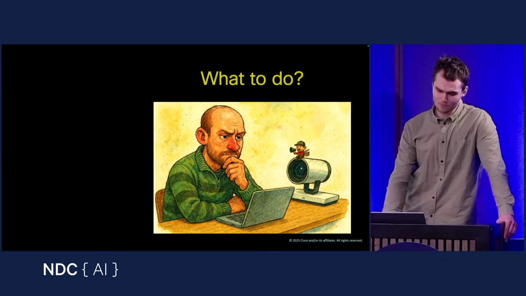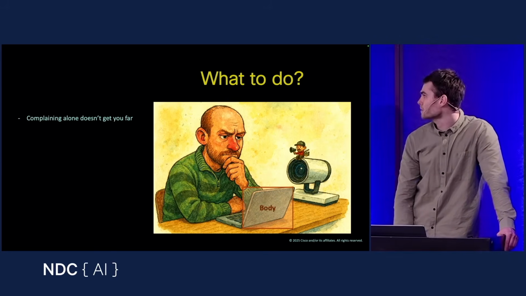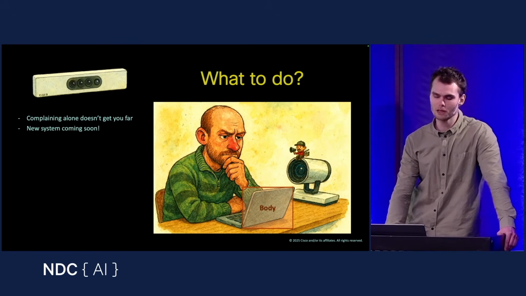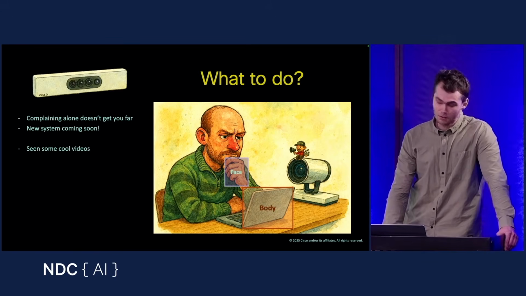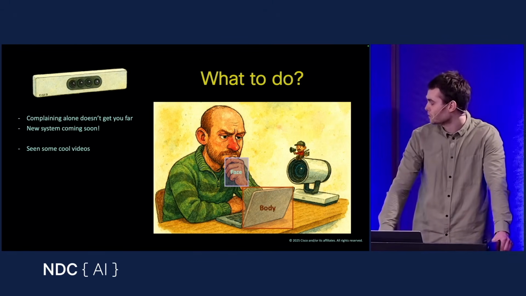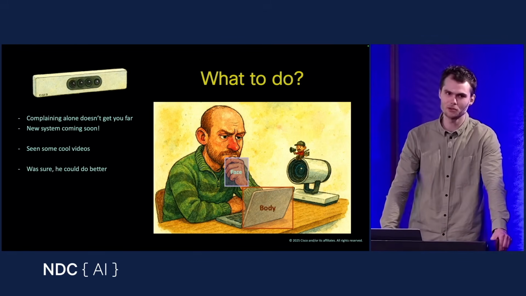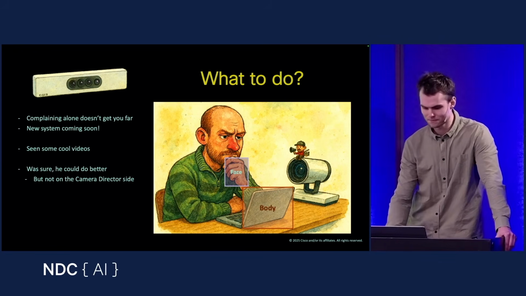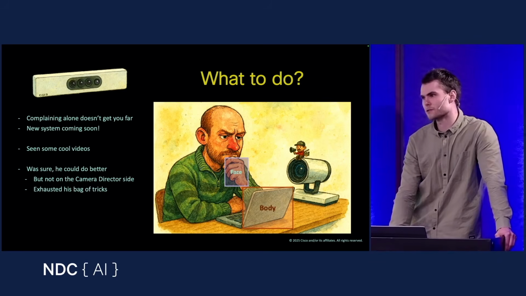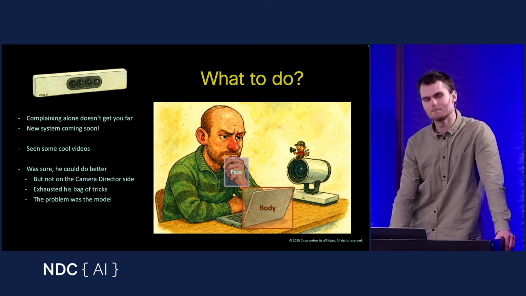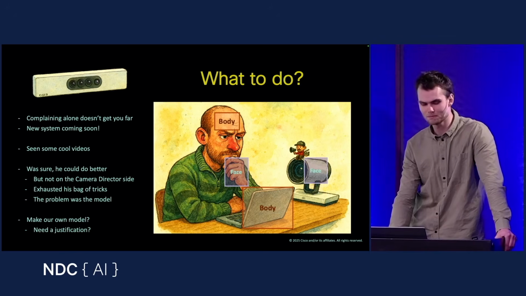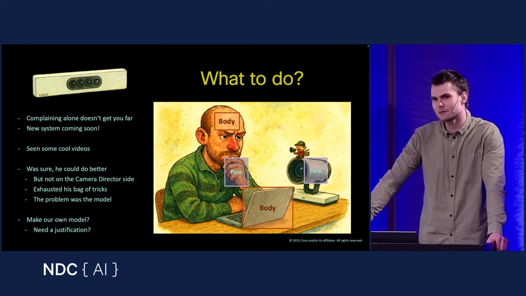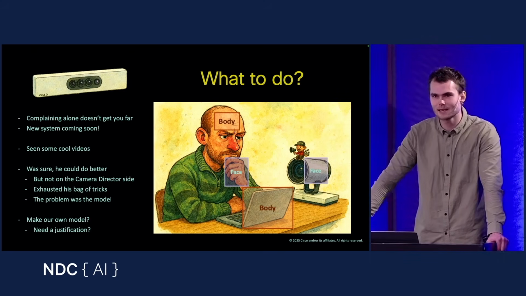So, what to do? Complaining alone doesn't get us very far. We had a new system coming out, and we really wanted to do better. But Christian had seen some cool videos on YouTube, and he was sure he could do better. But not on the camera director side. He had exhausted his bag of tricks to provide a stable experience. No, the problem was the machine learning model. So, could we just make our own? You'd need some pretty good justification to start a task like that.